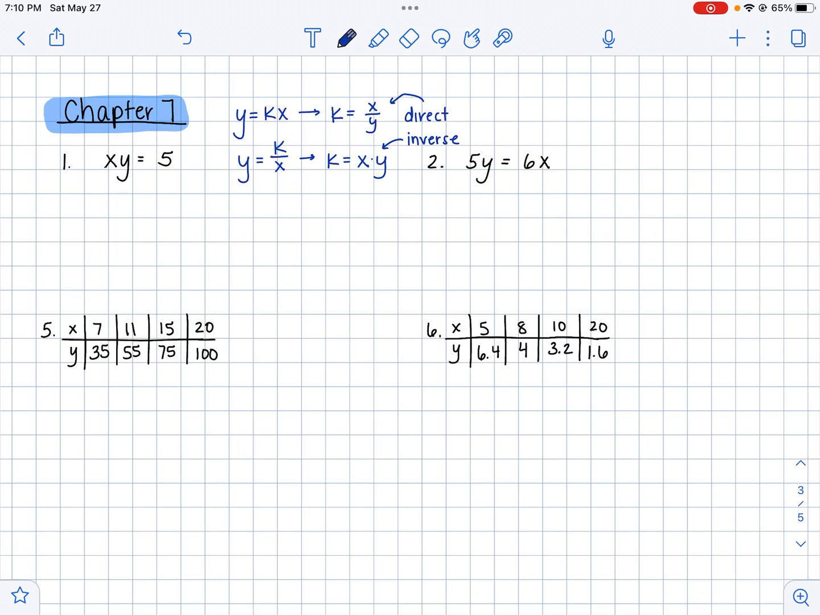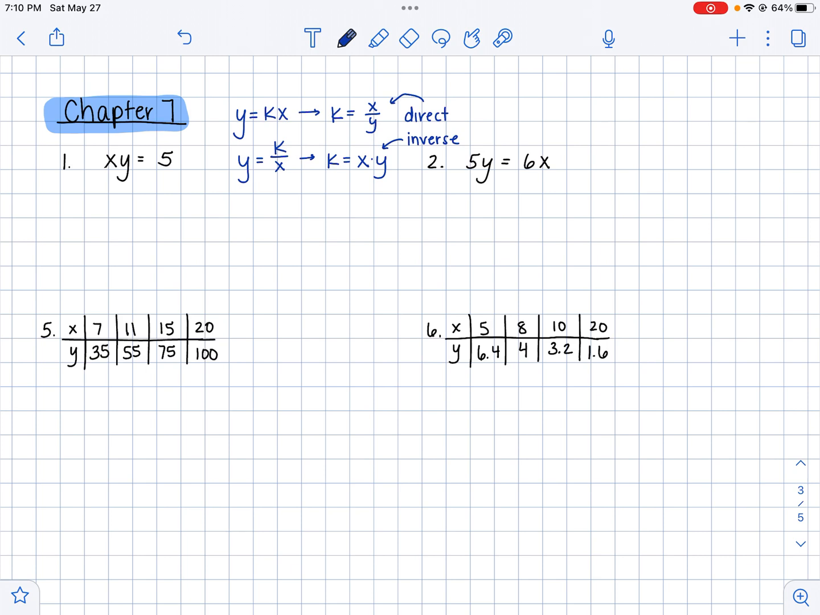This is your Chapter 7 exam review video, and the first 4 questions that you're asked are identifying if this is direct or inverse variation. So just a reminder, I wrote the equations at the top, and those are important to know. These are on your equation sheet, but you do have to know how to solve for k.